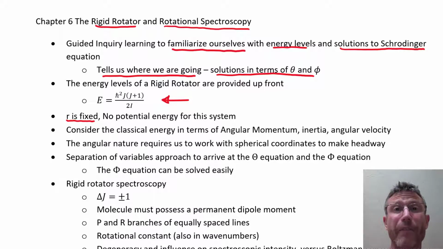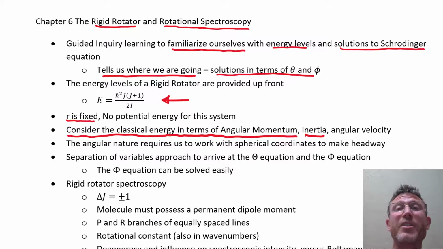We have to build the Hamiltonian operator first, right? The radial distance is fixed. It's a rigid rotator. So we start to build that classical energy, and we do it in terms of angular momentum. Everything is now involving these polar coordinates. We've got inertia in there, which is a corollary to mass in the linear world, and angular velocity. So that's again why we need these spherical coordinates to make headway.